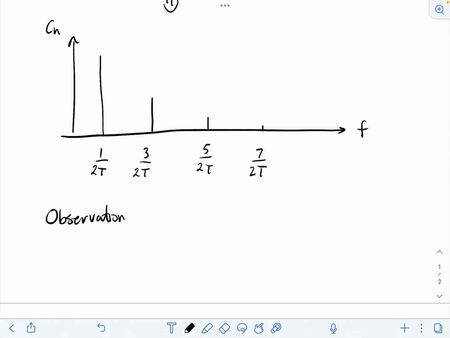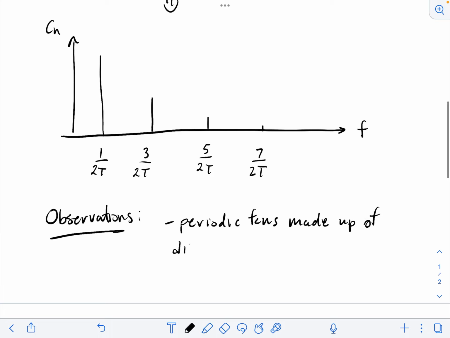Okay, so let's just make some observations about this. One observation is that periodic functions are made up of discrete frequency components. Right, and so our frequency components of the square wave are at 1 over 2t, 3 over 2t, 5 over 2t, 7 over 2t, and so on.